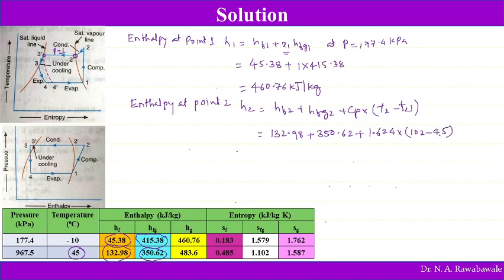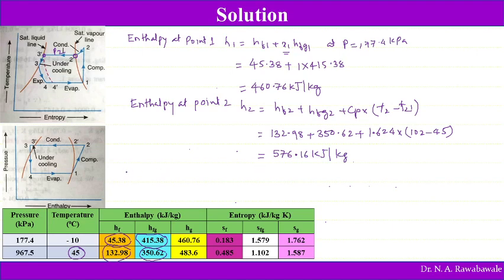So we get this as (102 minus 45) into 1.624, plus 350.62, plus 132.98. So this is 576.16 kilojoules per kg. This is the enthalpy at point 2.